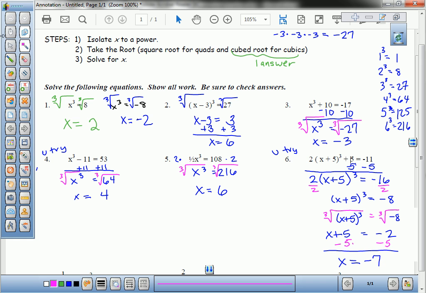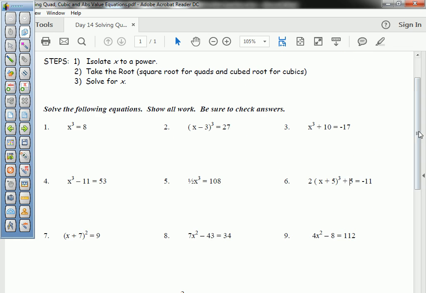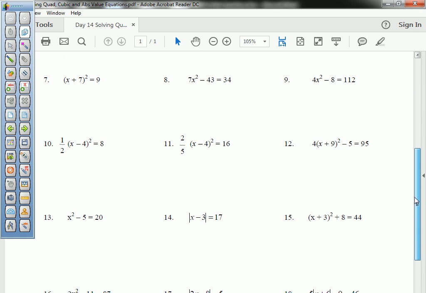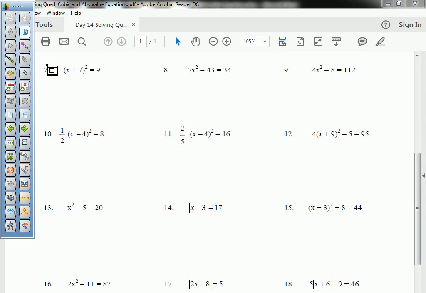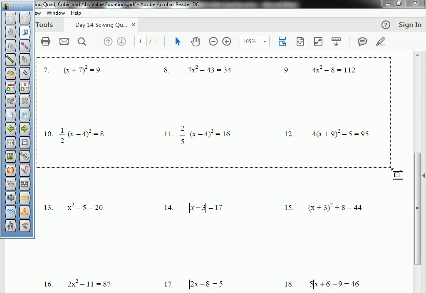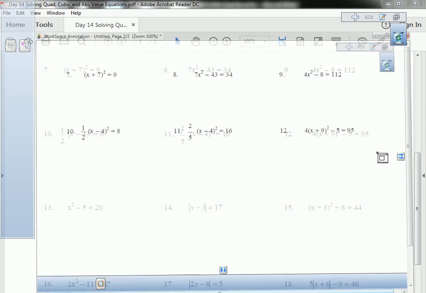All right, now we're going to go back and review quadratics, but it's been a long time. So I don't expect you to exactly remember everything we did with quadratics way back in the day. So we're going to talk about how to solve this kind.